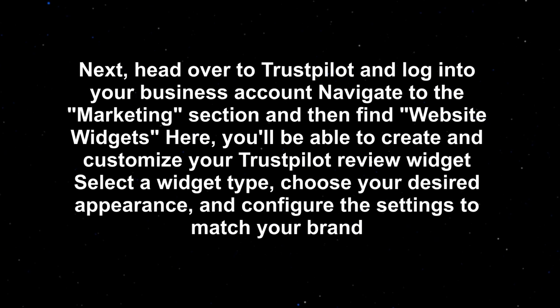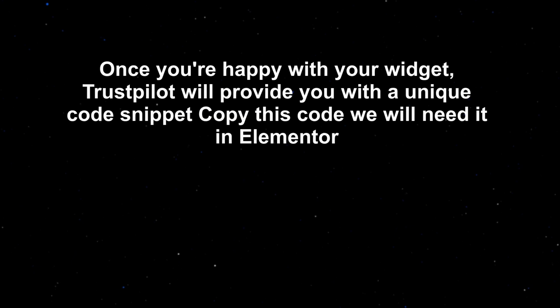Next, head over to Trustpilot and log into your business account. Navigate to the marketing section and then find website widgets here. You'll be able to create and customize your Trustpilot review widget. Select a widget type, choose your desired appearance, and configure the settings to match your brand. Once you're happy with your widget, Trustpilot will provide you with a unique code snippet. Copy this code. We will need it in Elementor.